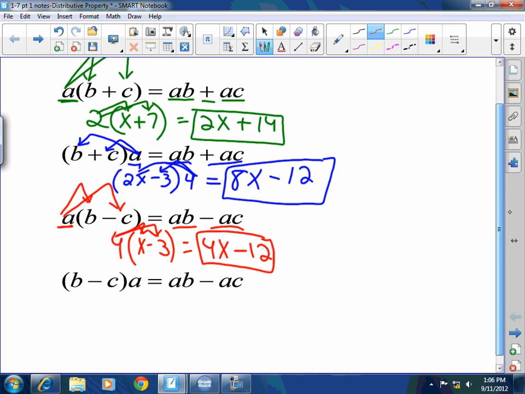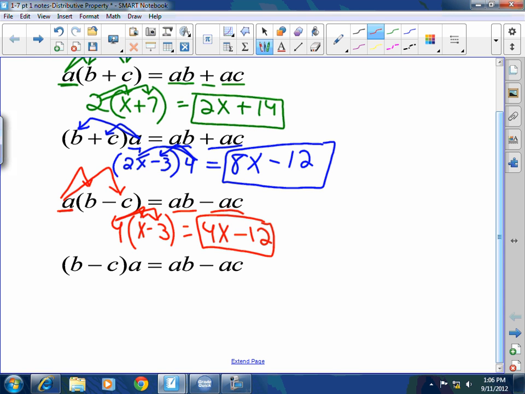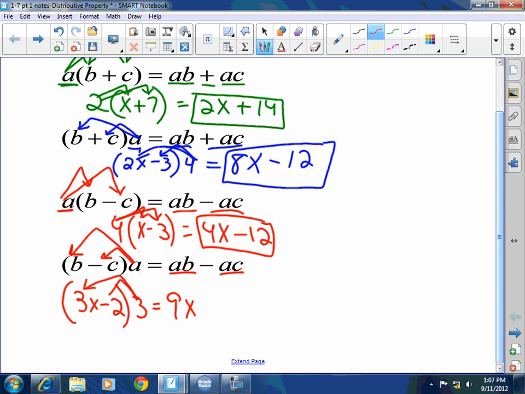The last type that they can give you is a subtraction inside of the parentheses and a number, again, or a variable on the outside of the parentheses. Same procedure. A times B is AB. A times a negative C is minus AC. So if I gave you, for example, 3x minus 2 times 3, this is 3 times 3x, which is 9x, and then 3 times negative 2, which is minus 6. Does that make sense, everybody?